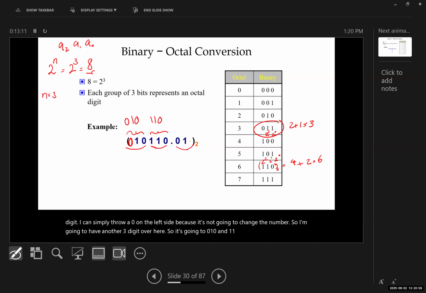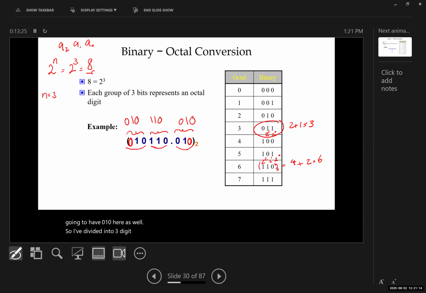And I do this on the right side as well. Again, I can add another 0 on the right. It's not going to change anything. So I'm going to have 0, 1, 0 here as well. So I've divided it into 3-digit binary numbers. Then I can look at the table and say, what is 0, 1, 0 equal to in the table? 2. What is 1, 1, 0 equal to? 6. And what is 0, 1, 0 again equal to? 2. So this is going to be 6.2.